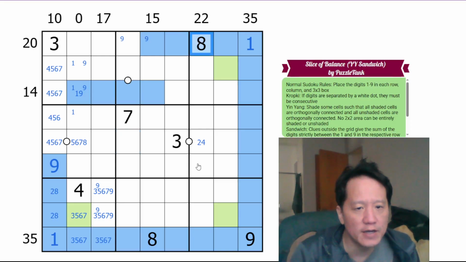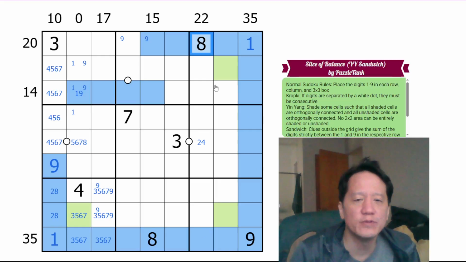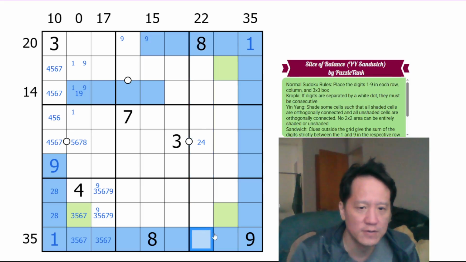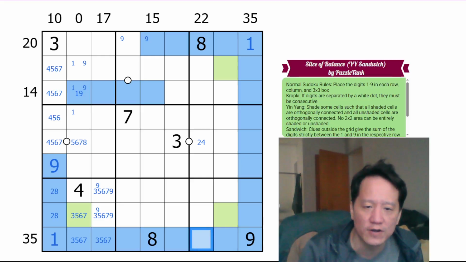Here we have 8 outside the shading, outside the sandwich. So 35 minus 8 is 27. That means the other digits outside the sandwich have to be 5 or less. It must add up to 5, but it could be up to 2, 3. So this has to be 2, 3, 4, 5, because it cannot be 1 or 9 here.